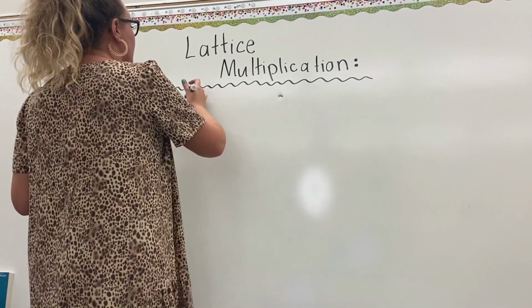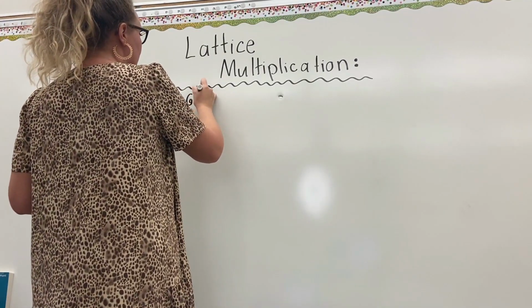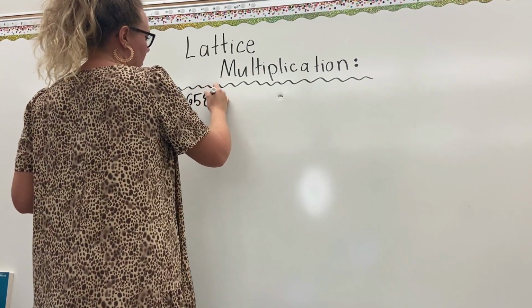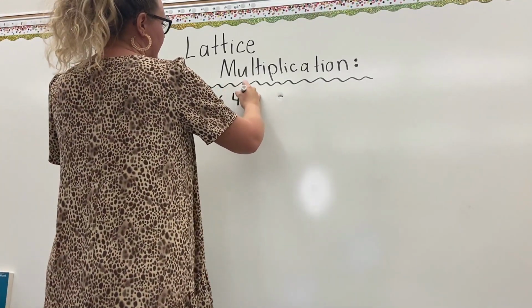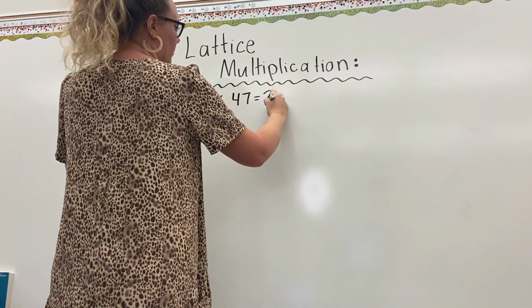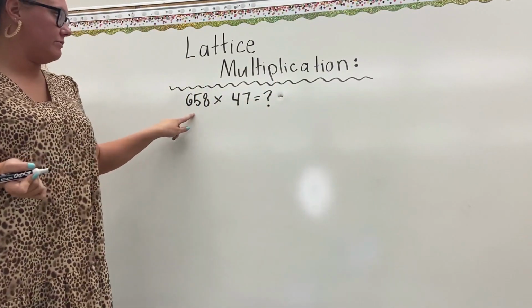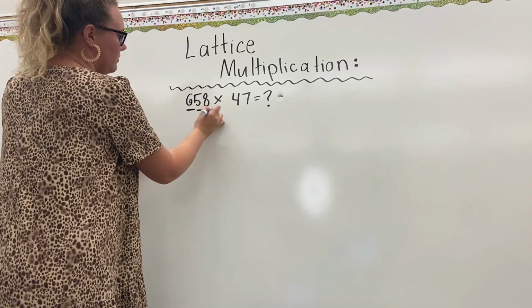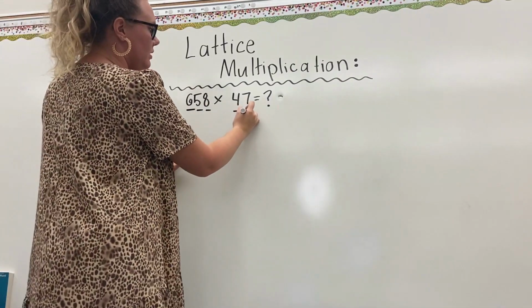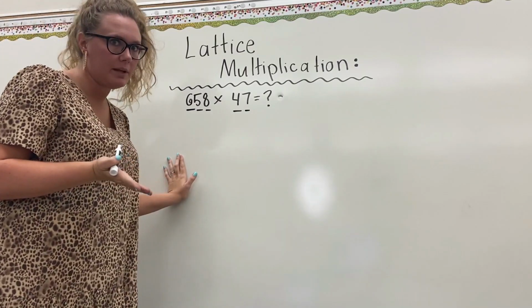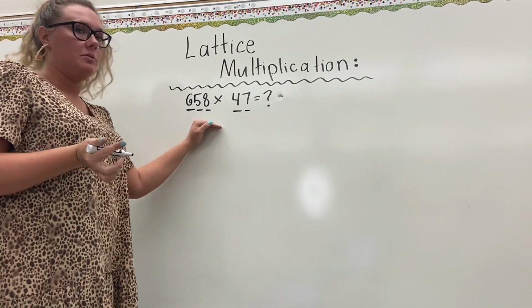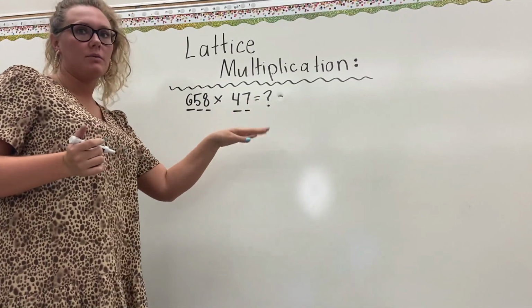Okay, so we're going to do 658 times 47. Okay, so we have 3 digits here. 1, 2, 3. Times 2 digits over here. 4 and a 7. All right, so depending on how many digits I have, determines how many columns I make or how many rows I make.